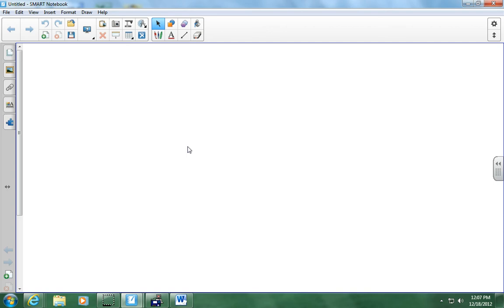Thank God for printers. Oh God. Area, volume, point of intersection. Okay, what are we doing next?